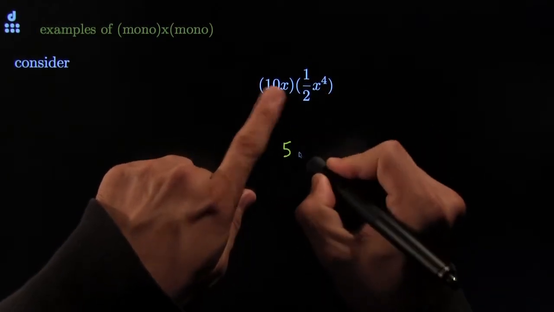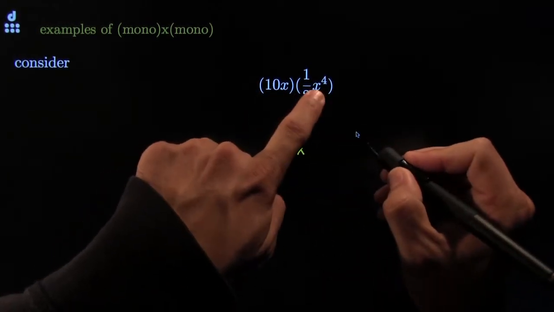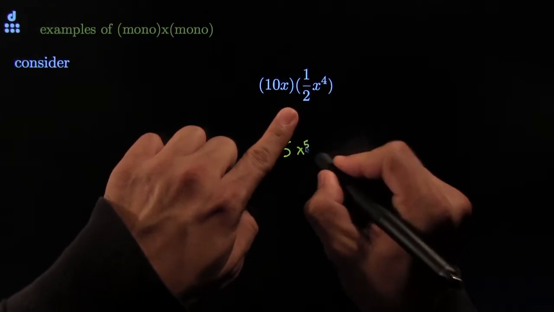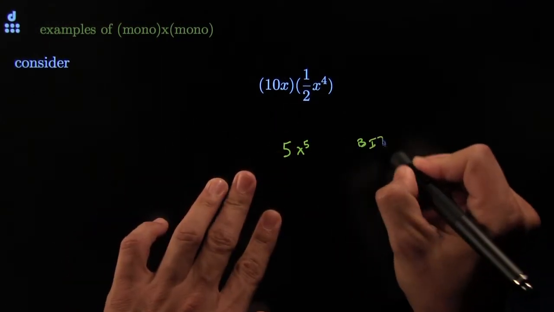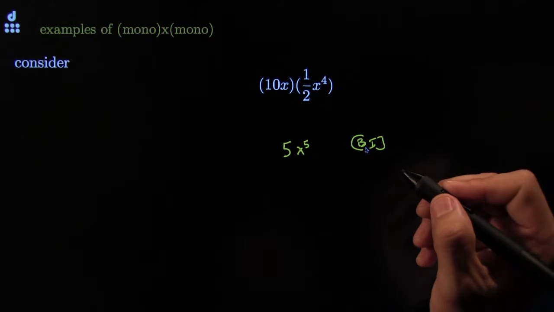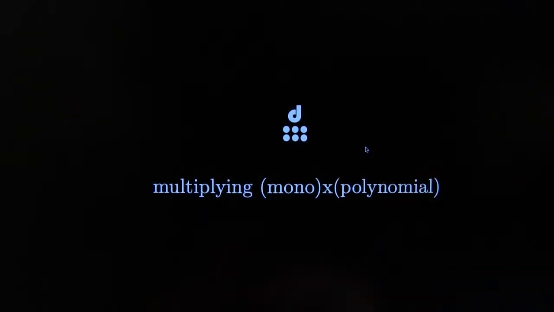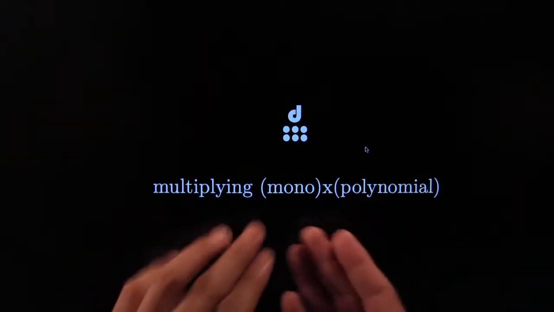10 times a half is 5. And you have x times x times x times x 4 times. So you have a total of 5 x's being multiplied together. That's how we do monomial times monomial. Okay? Next, what we want to do is maybe start practicing a different idea.